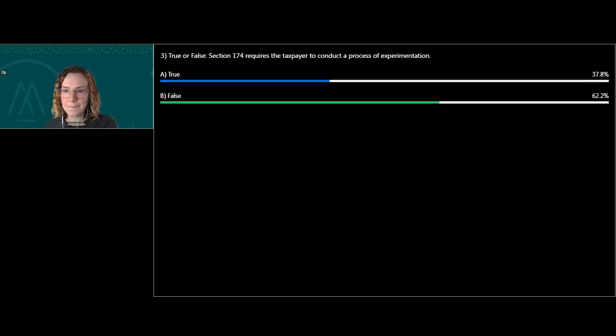So the correct answer here is false. The process of experimentation, that's purely an R&D credit or a Section 41 concept. You do not have to engage in a process of experimentation to be deemed 174. And so unless your software development, again, all software development, it gets capitalized. So the only requirement in 174 is that you have uncertainty.